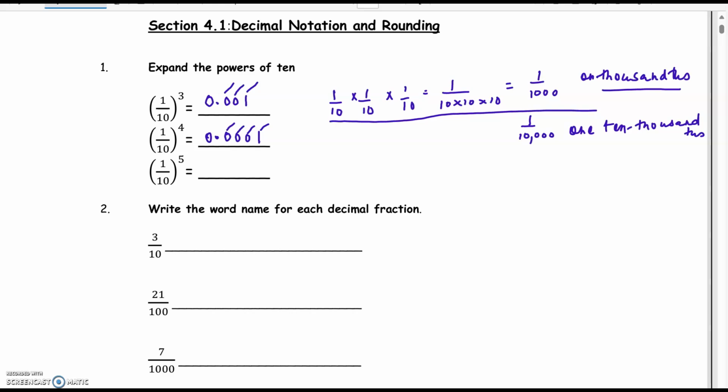1 over 10 to the 5th power, same thing. It's going to be 0.0001, and then in the 5th place we have a 1. So that is 100,000ths.